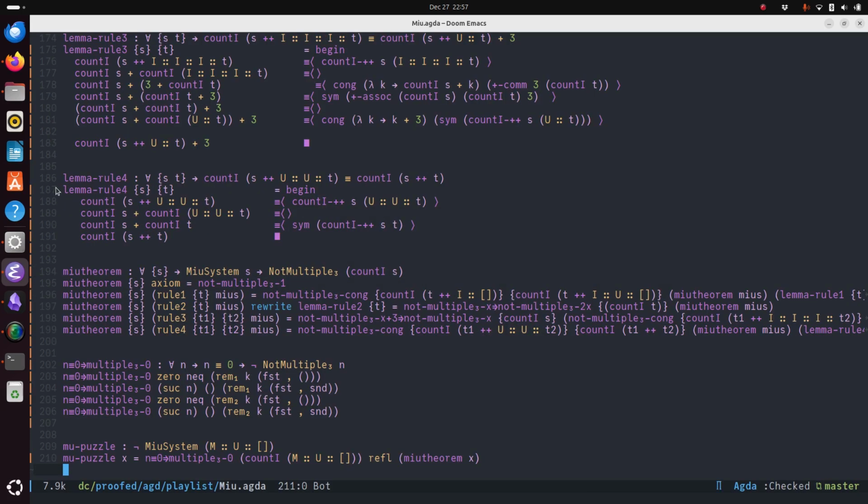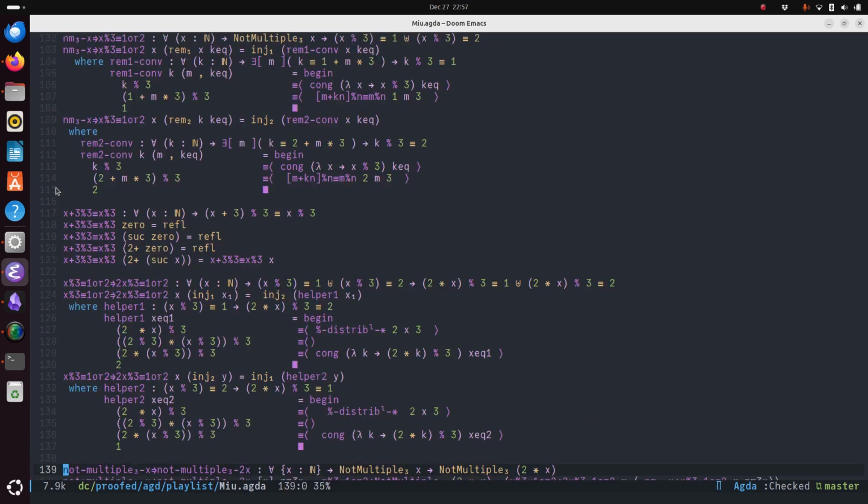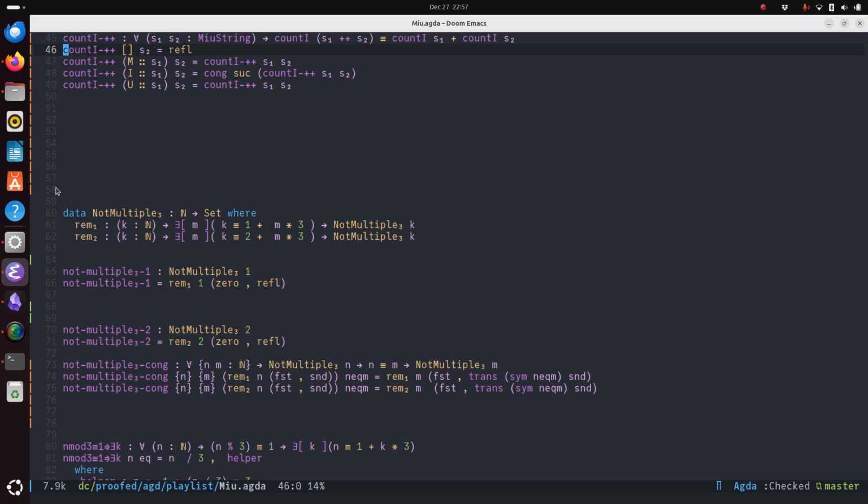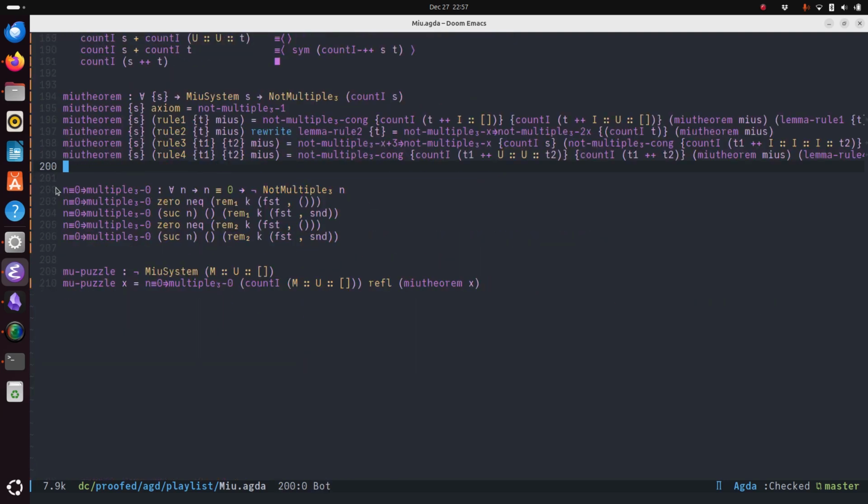Let us revisit what we did. We modeled the MIU system as an inductive data type. We introduced another inductive data type to capture the notion of a number not being a multiple of 3. And we proved that the MIU system preserves this notion of a number not being a multiple of 3 for the number of I's in its strings. And using that, we confirm that MU is not a part of the MIU system.